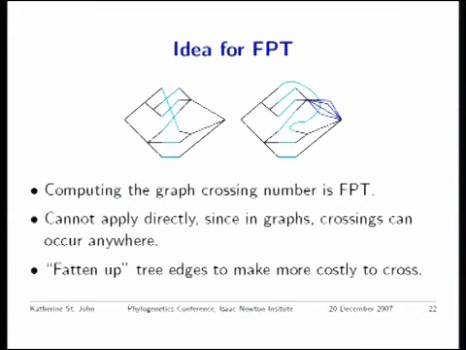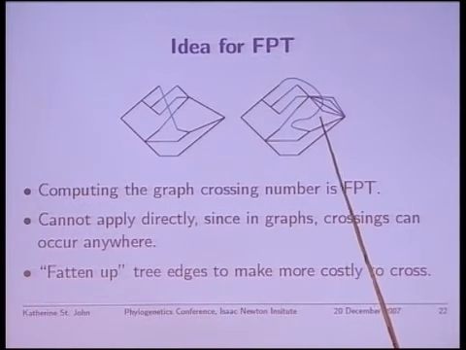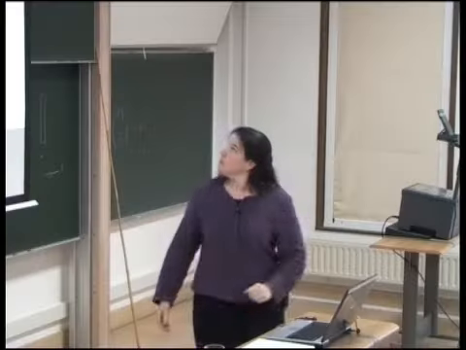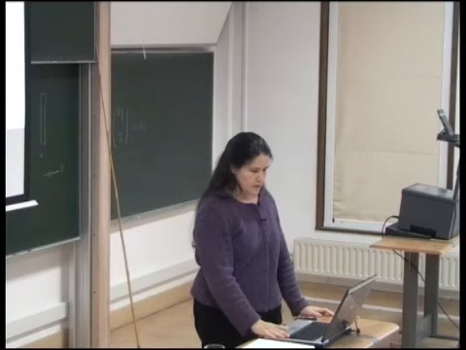So what we do is, for any internal edge, we add m copies with a degree 2 vertex in between, where m is the number of edges below it in the tree. So now it's more costly to cross that, so any solution you find will be forced to cross the blue edges or the internal edges.